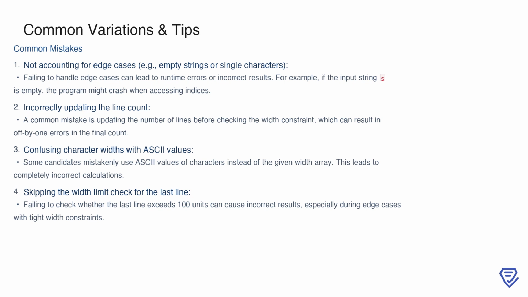in the final count. Additionally, confusing the character widths with their ASCII values is a mistake that can result in completely incorrect calculations, as the problem explicitly provides a width array. Lastly, skipping the width limit check for the last line is another pitfall. This can generate incorrect results, especially in edge cases where the string's total width is close to the 100-unit limit. Paying attention to these details can help you avoid common errors and improve the accuracy of your solution.